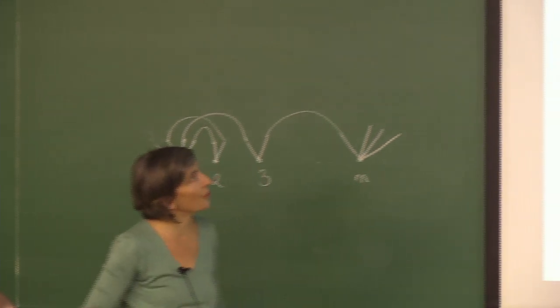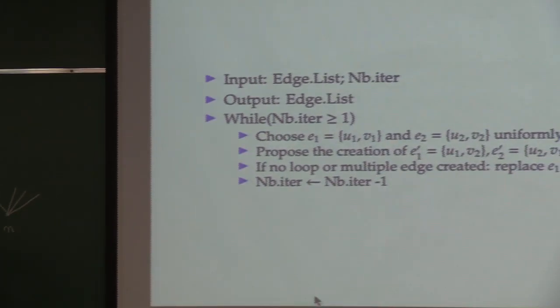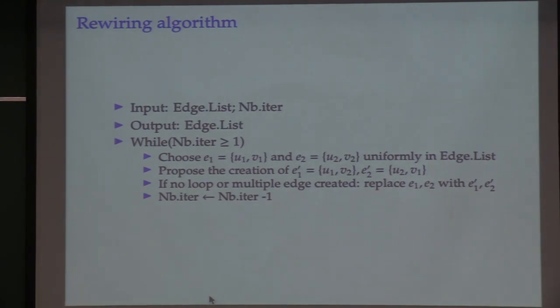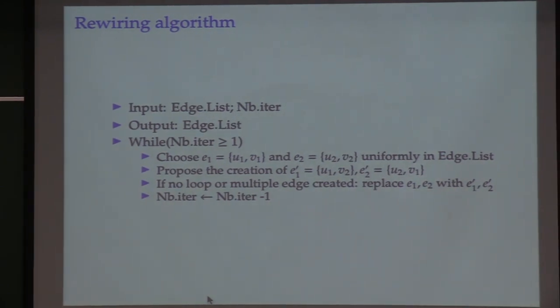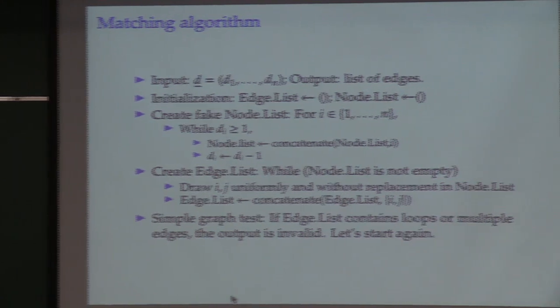A more efficient algorithm is the rewiring algorithm. In this algorithm, you start with something very different from the first one. In the first one, you only need the degree distribution, so you didn't need to already have a correct pairing of the nodes. Okay, you just start with.